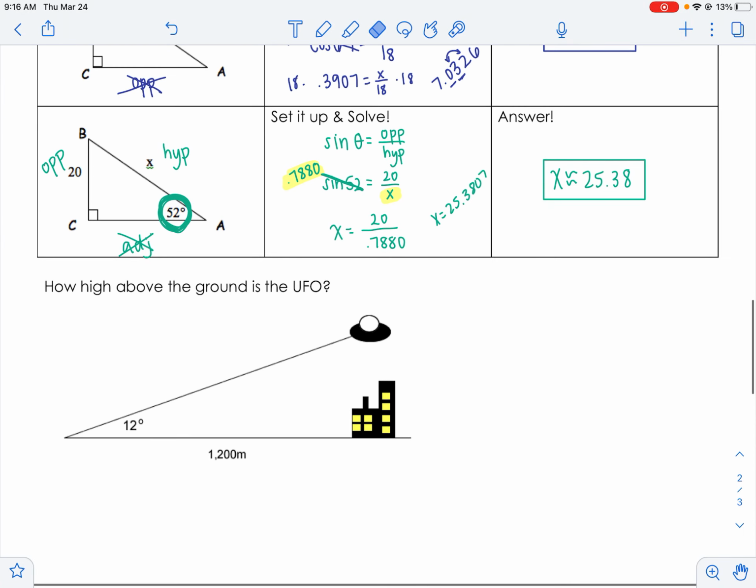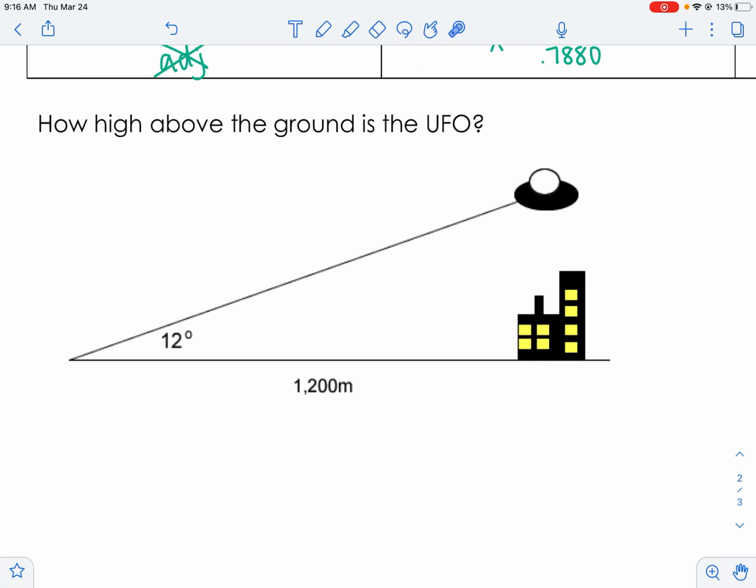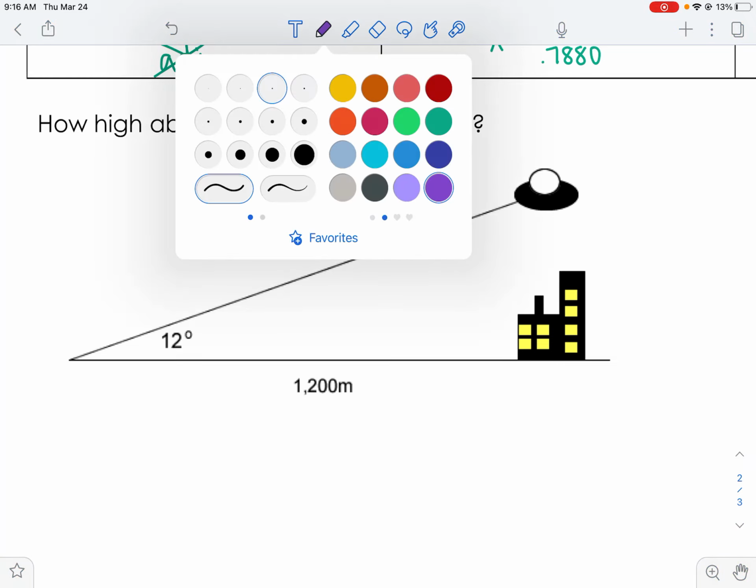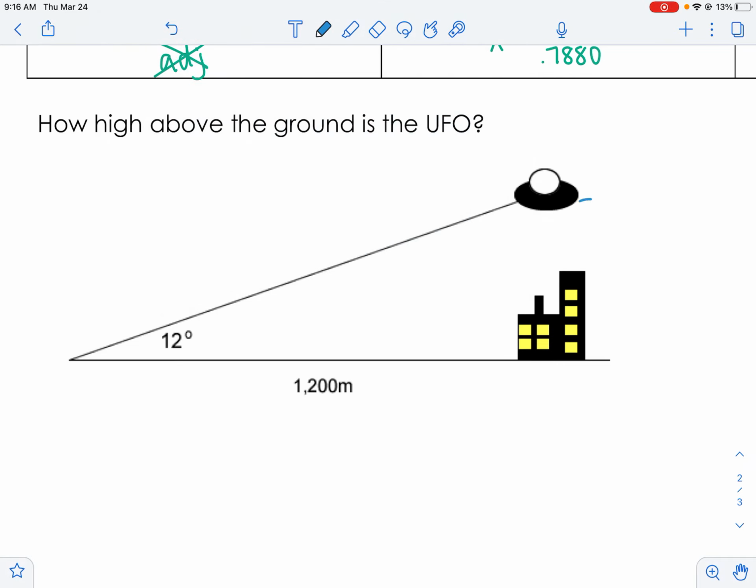Okay, now let's take a look at a word problem. All this wants to know is how high above the ground is the UFO? And they give us a picture. So hopefully we're over here. Hopefully we're not in this building where the UFO is coming with our aliens. Maybe they're nice, we don't know. But the question is asking you for how high above the ground is the UFO. So that's vertical, this is my x.